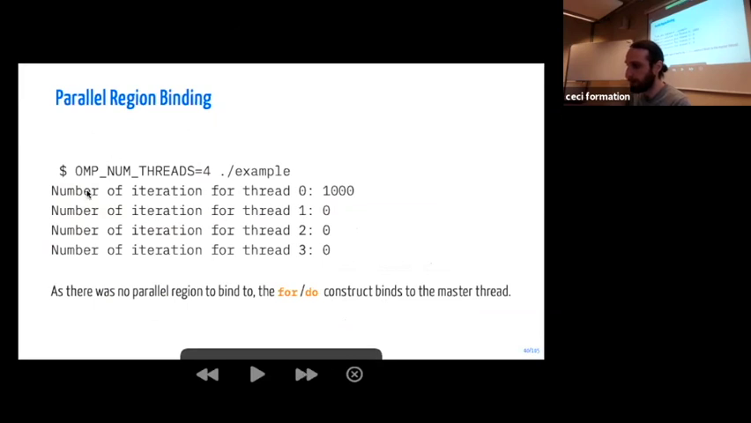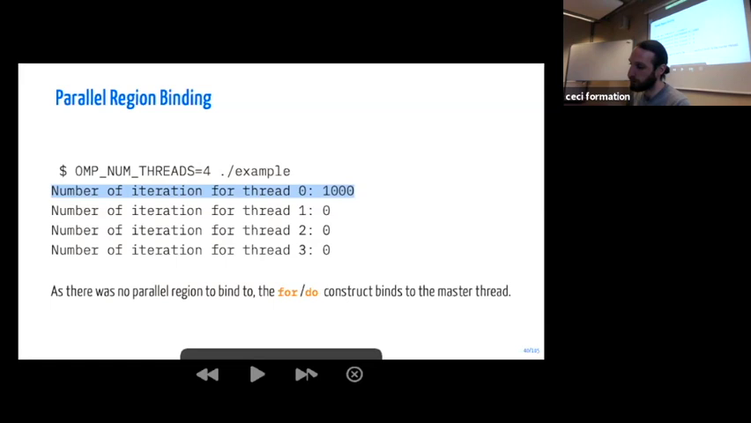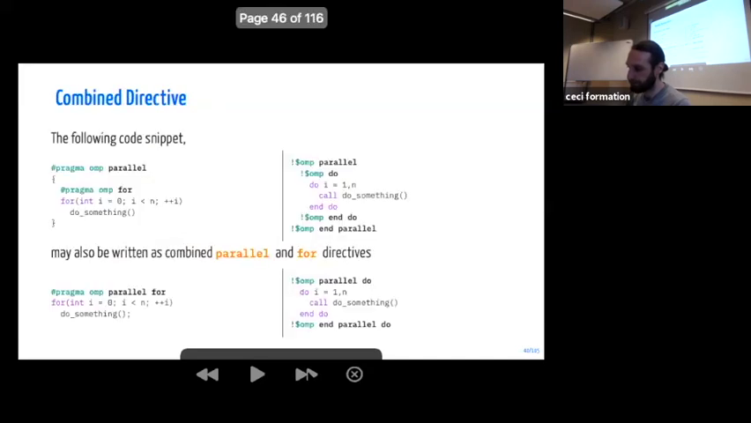Basically you see that only the first thread is running, and it runs all the 1000 iterations. So you need to create a parallel region in order to use the for construct, because if you don't have threads, then there is no division of the work.